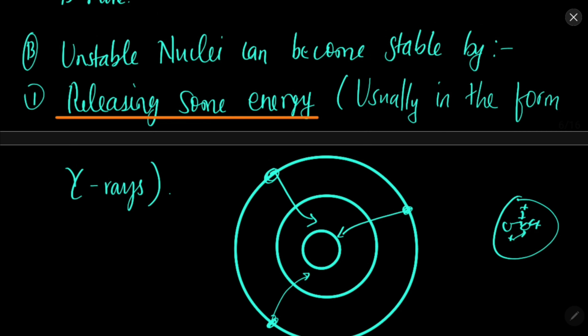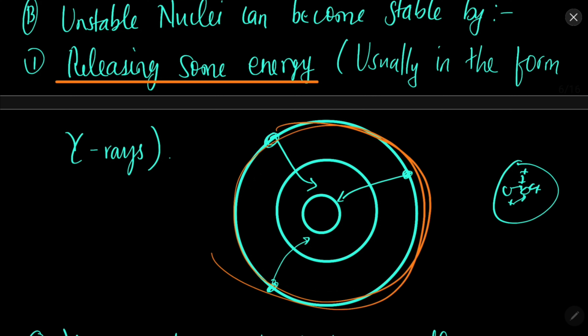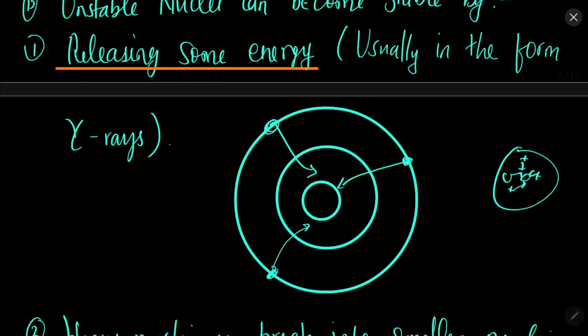So what am I telling you? First of all, the unstable nuclei can become stable by releasing some excess energy. Now remember, this is not binding energy. As I told you, protons and neutrons also remain in different energy orbits in the nucleus. So if the protons and neutrons are in a higher energy state, then they can jump into a lower energy state, and the nucleus will become stable. So by releasing some energy in the form of gamma rays, the nucleus can become stable.